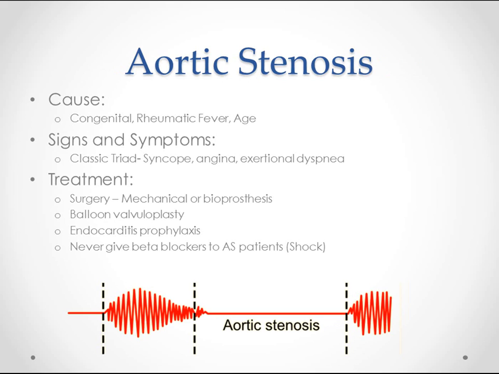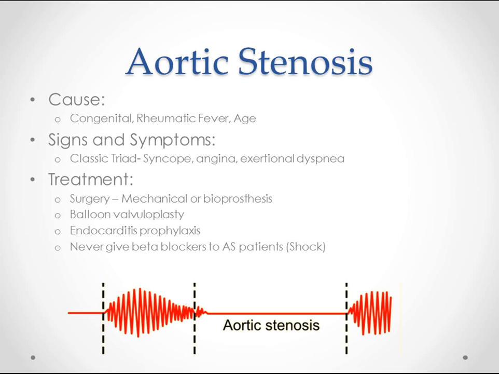So the opposite of aortic regurgitation is aortic stenosis, and this can be congenital, rheumatic fever, or it can also be just associated with age. I mentioned before the bicuspid aortic valves. Those tend to get calcified and lead to aortic stenosis with age.